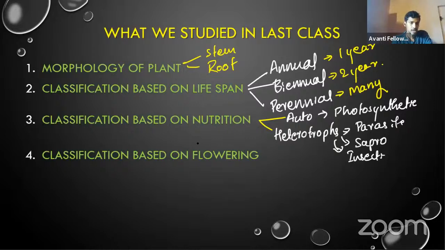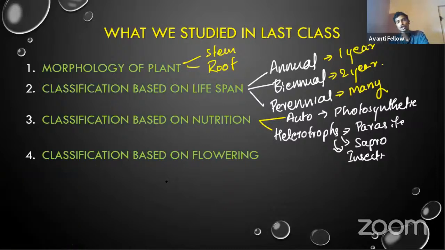Someone asked whether parasitic plants come under the heterotrophs or not. Yes, parasitic plants come under the heterotrophs. Even though some of them are partial heterotrophs, still it's heterotroph only. And another classification I had left out, I thought of adding it here in this slide only.